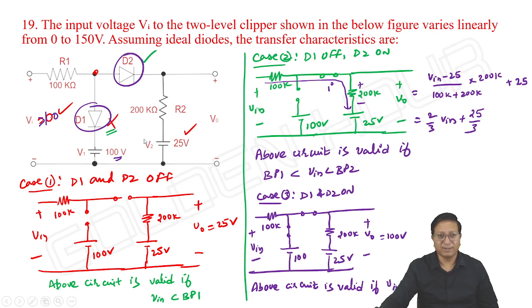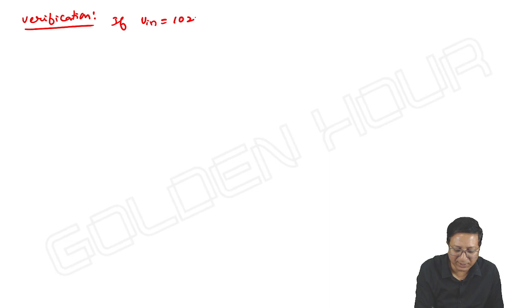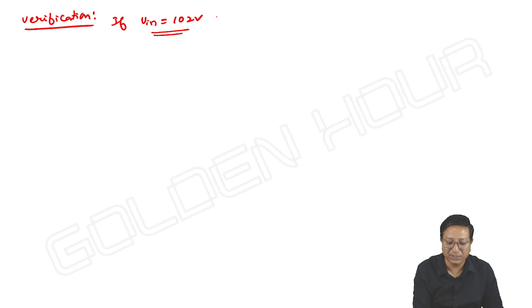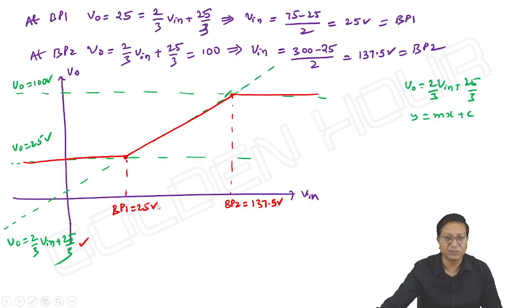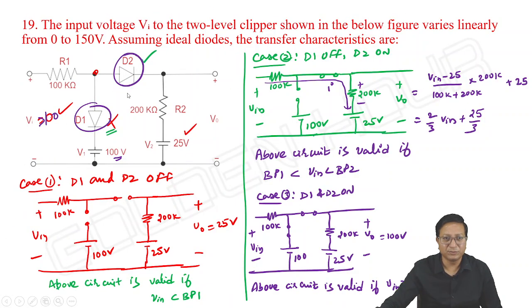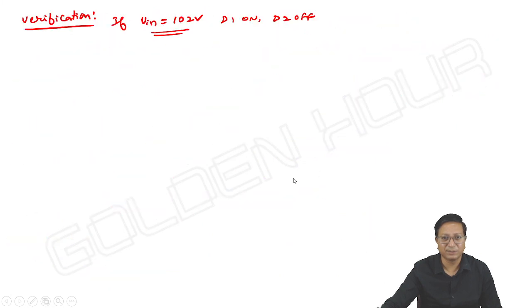So let us take a value. Suppose my input is equal to 110 or 102 volts. Anything I can take. Verification. If V input is equal to, I am just taking above 100 volts, 102. That time, if input is less than breakpoint 1 and breakpoint 2, definitely what happens? Which one is taken as D1? D1 is off and D2 is on. No doubt about it.